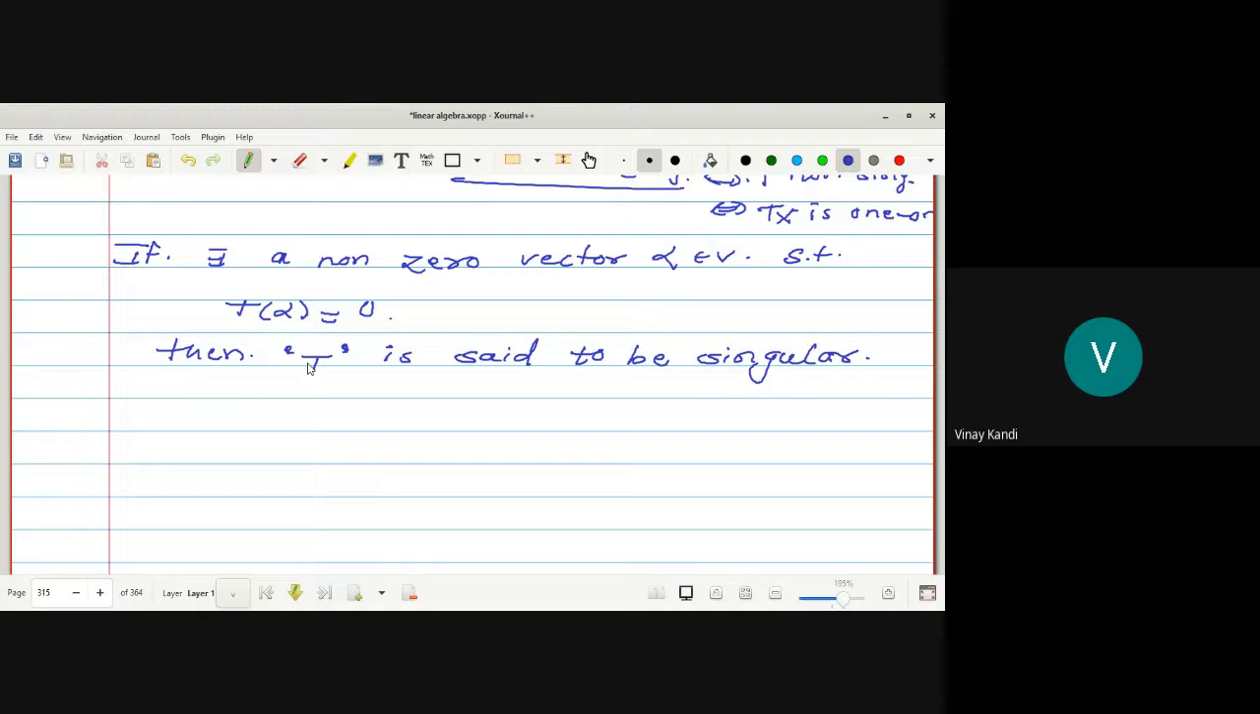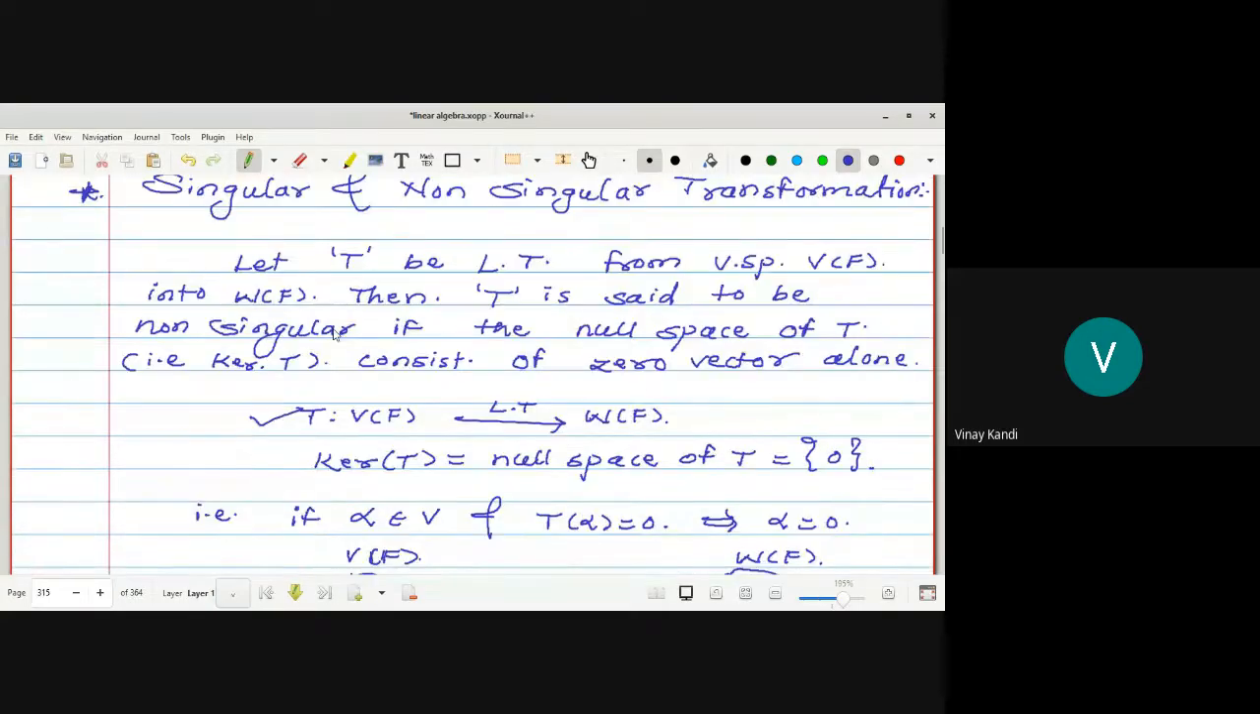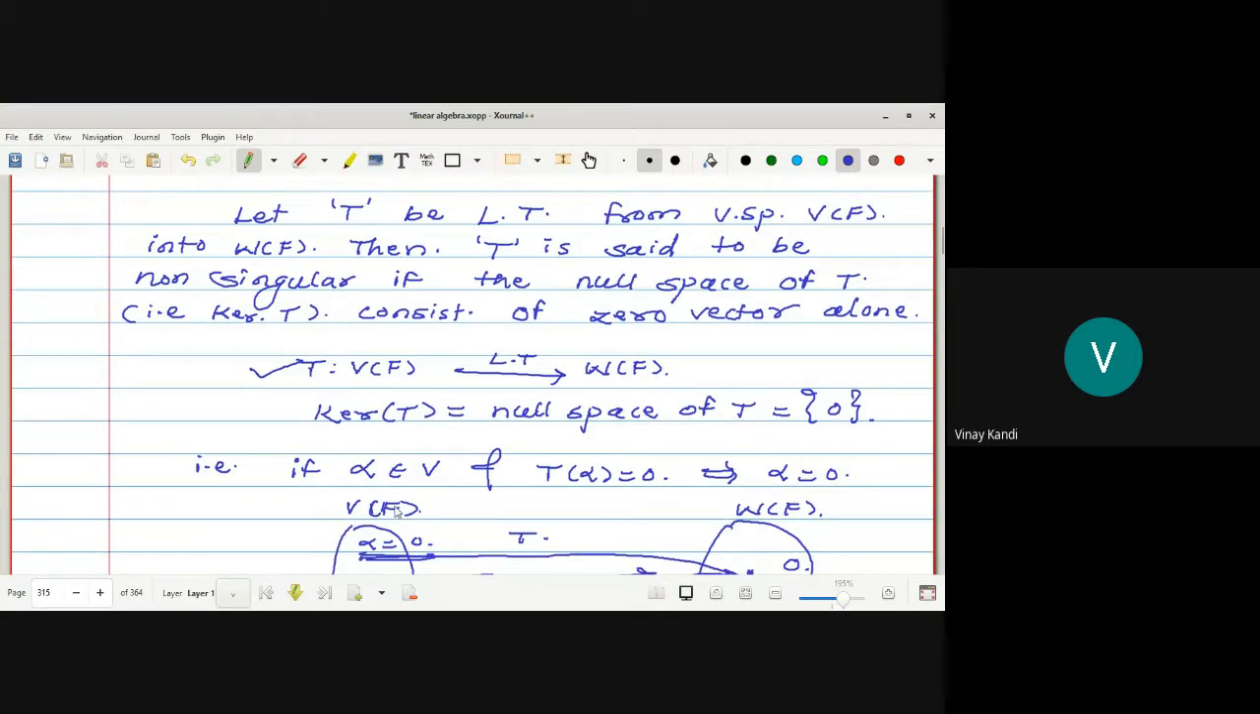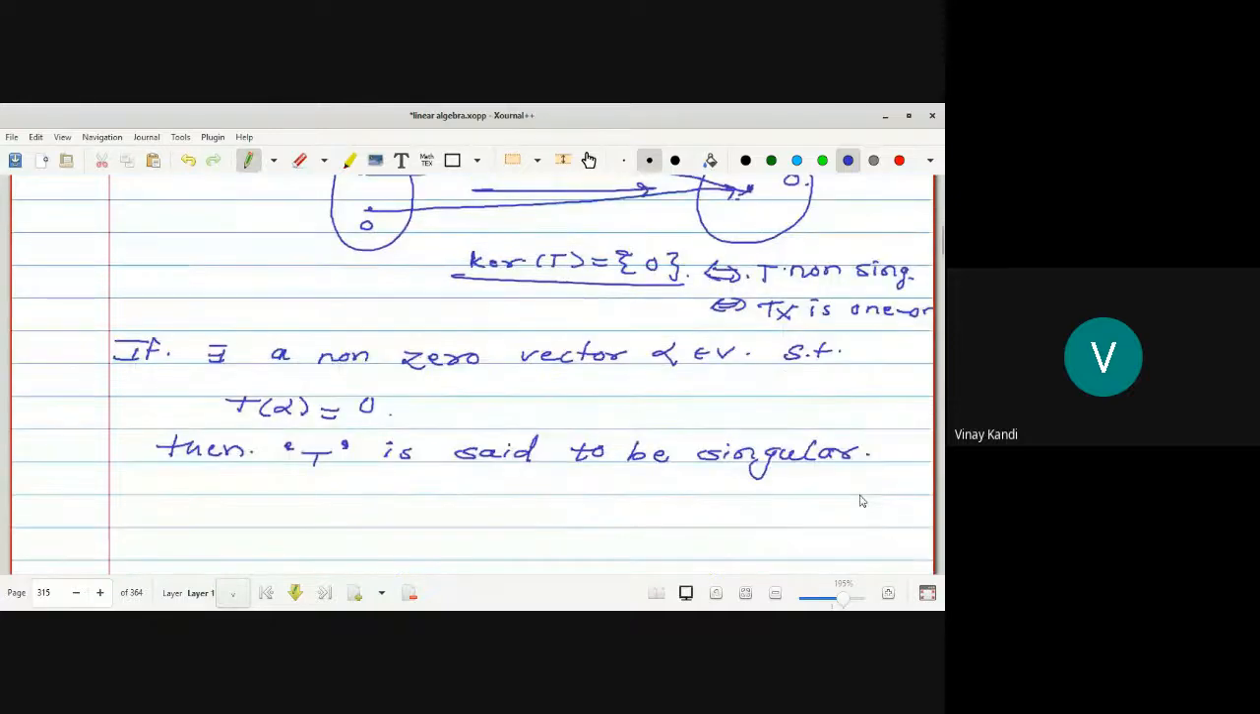In notes, I have to give notes. Okay. What is singular? If kernel of T is equal to singleton 0, null space of T is equal to singleton 0, that means there does not exist any alpha belongs to V such that T of alpha is equal to 0. Okay. There does not exist any non-zero vector. असा कोणताही non-zero vector exist होत नाही जो की T of alpha is equal to 0. जर तो झाला तर काय असेल? Alpha is equal to 0. Okay, if there exists a non-zero vector such that T of alpha is equal to 0, then T is said to be singular.